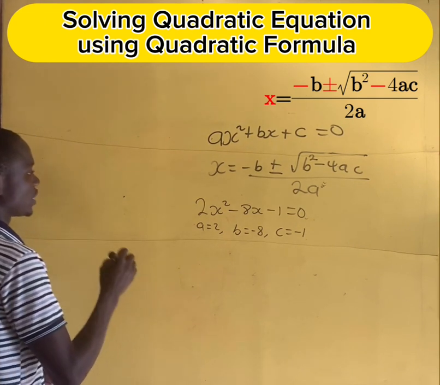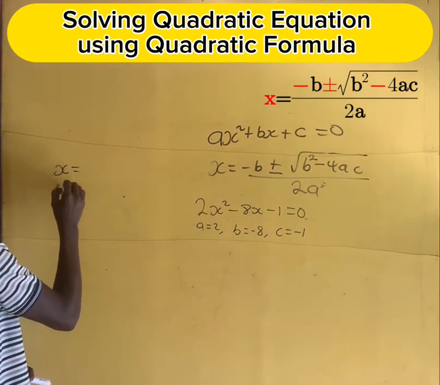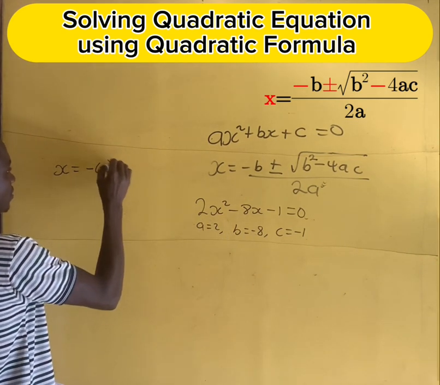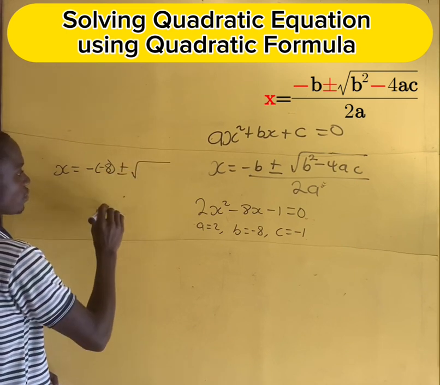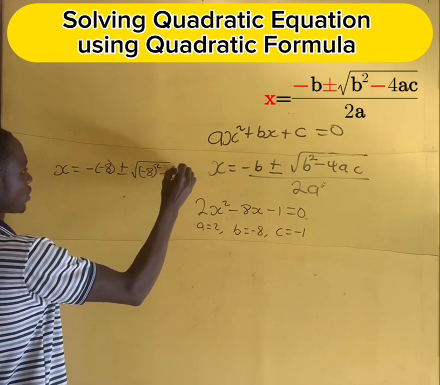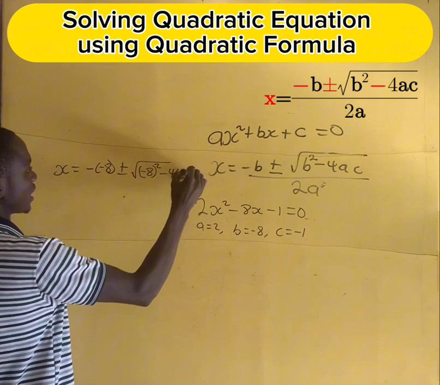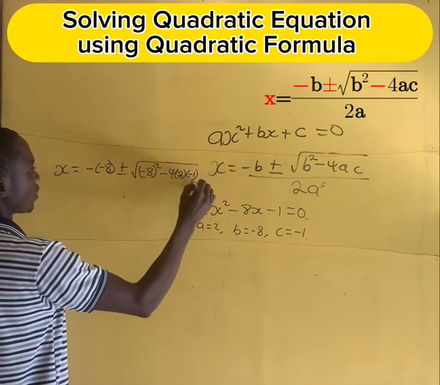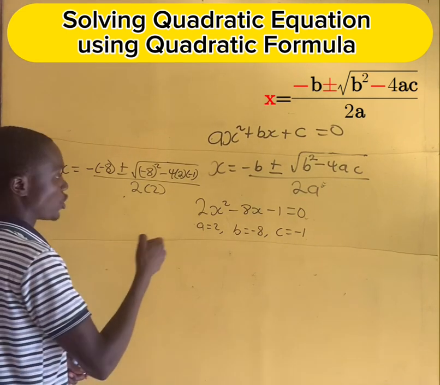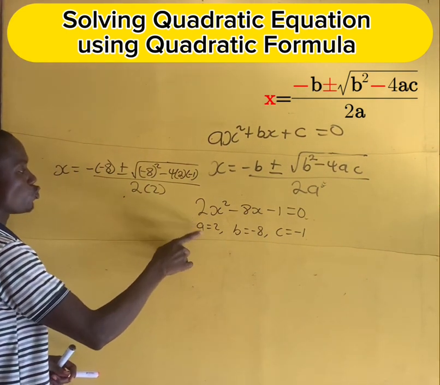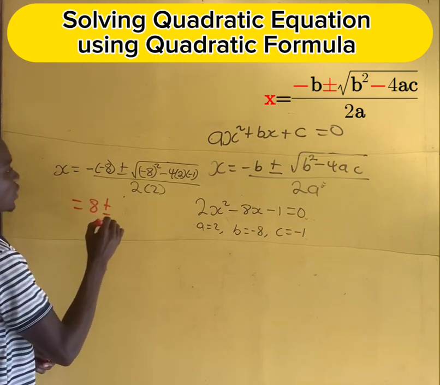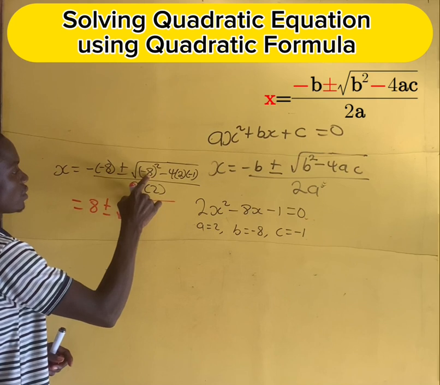Now, we take x to be equal to negative b plus or minus the square root of negative 8 squared minus 4 times 2 times negative 1, all divided by 2 times 2. It is a coincidence that in our first question a was 2 and in this one too, a is 2. No problem. So here we have positive 8 plus or minus the square root of 64.